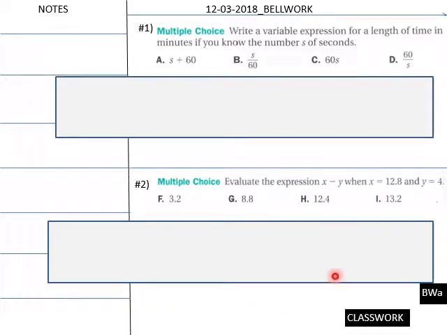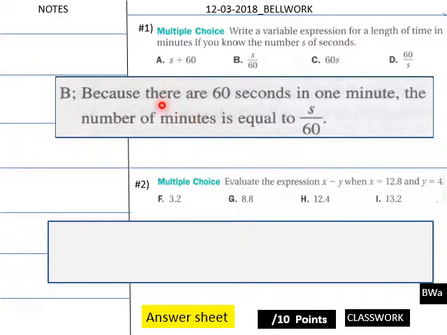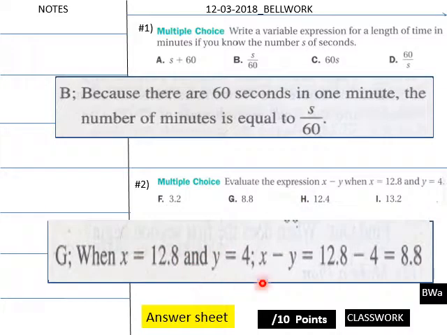Okay, welcome back everybody for the solutions of today's bell work. Up here, write a variable expression for a length of time in minutes if you know the number s of seconds. So how would you write that? B would be this one here, because there are 60 seconds in 1 minute. The number of minutes is equal to s over 60. And then down here, x minus y, 12.8 minus 4 would be 8.8. So it would be G right here. And this would be your plug-ins here, 12.8 minus 4 equals 8.8.